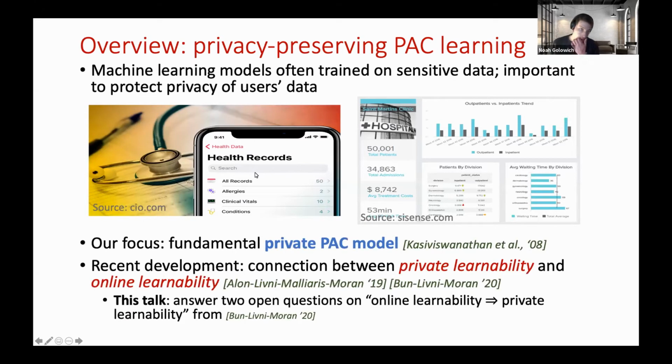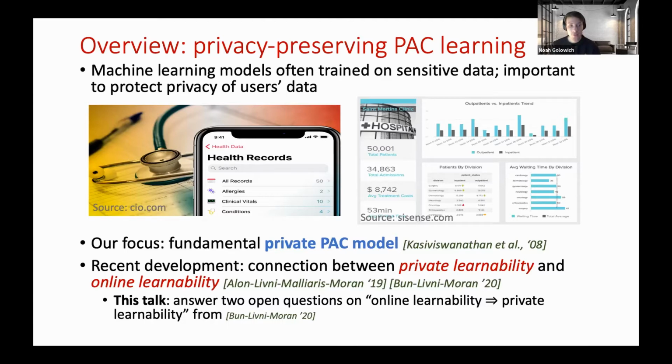One way to do this is to study certain formal models of privacy under which we can reason about the accuracy privacy trade-offs and prove theorems about them. So in this talk, I'm going to focus on the private PAC model, which was introduced over a decade ago. And there's been a lot of study on this line of work, in particular learning with approximate differential privacy.